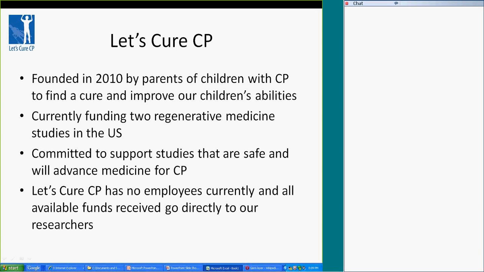We are currently funding Dr. James Carroll at the Medical College of Georgia, and Dr. Baumgartner we're going to be funding as well. We are committed to supporting these studies, and we want to make sure that they're done safely and that they will advance medicine for cerebral palsy in general. Currently, Let's Cure CP has no employees, so all the available funds that we have go directly to support our researchers. Next slide, please, Kevin.